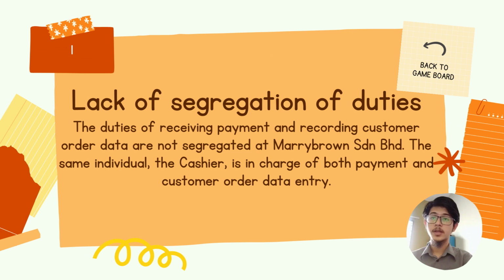There are three possible weaknesses that can be faced by MarryBrown's theorem. The first possible weakness is lack of segregation of duties. The duties of receiving payment and recording customer order data are not segregated at MarryBrown's theorem. The same individual, which is the cashier, is in charge of both payment and customer order data entry.